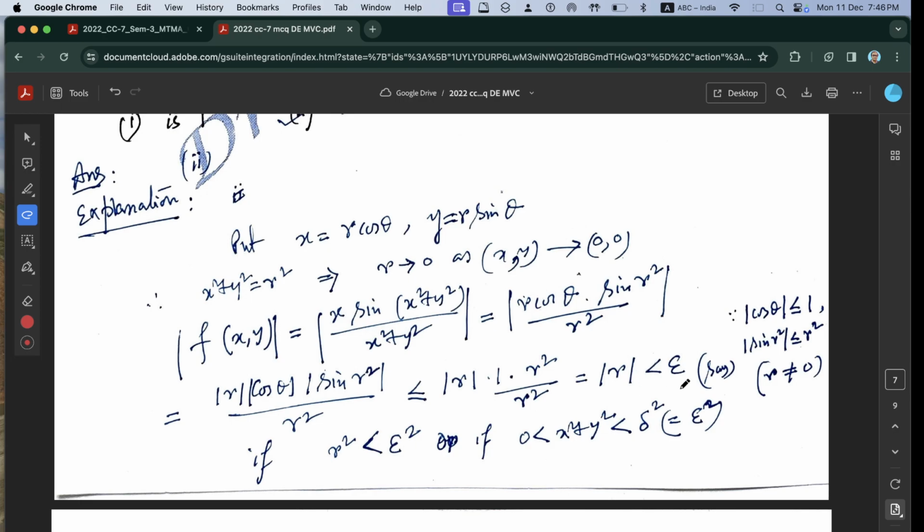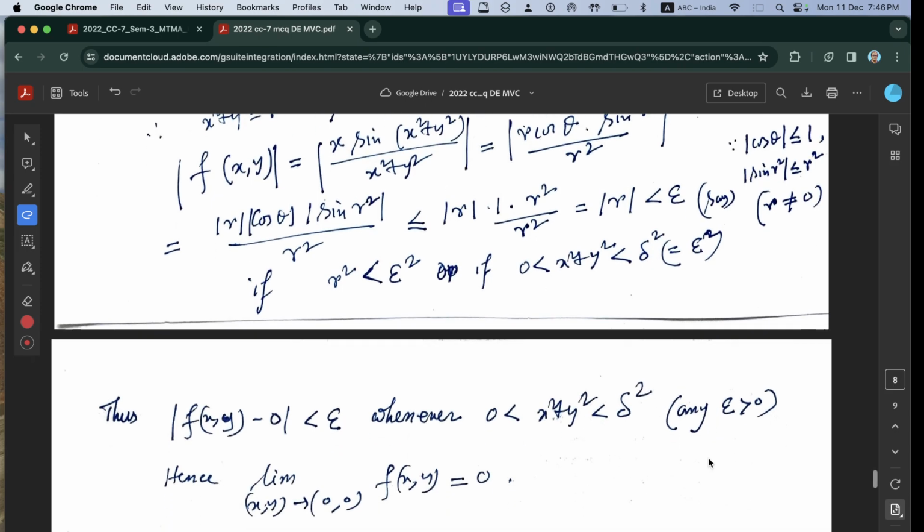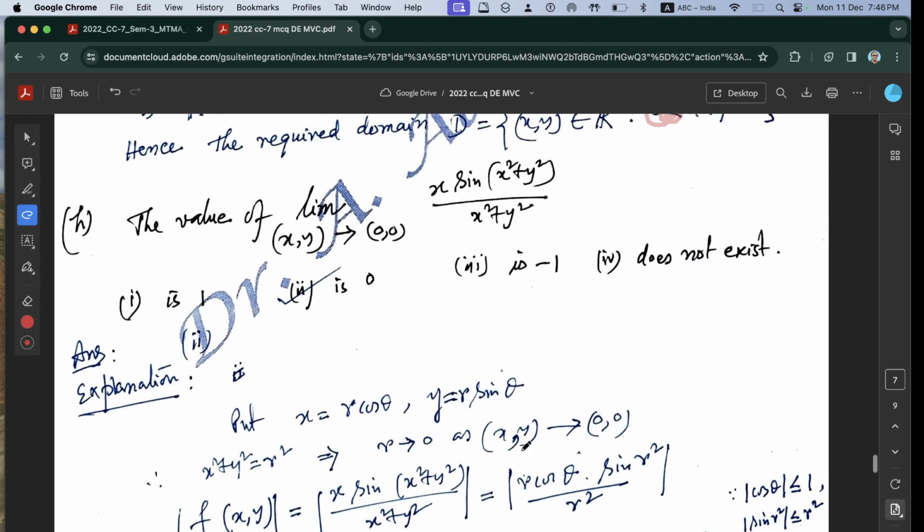This is less than epsilon, say epsilon is a very small positive quantity, if r² is less than epsilon², or if 0 is less than x² + y² less than delta², where delta² equals epsilon². Thus, mod of f(x, y) minus 0 is less than epsilon whenever 0 is less than x² + y² less than delta², for any epsilon greater than 0. Hence, the limit as (x, y) tends to (0, 0) exists and equals 0. Correct option is 2.